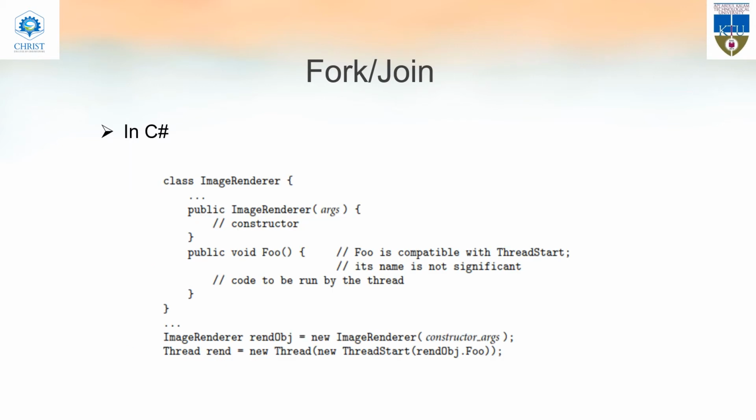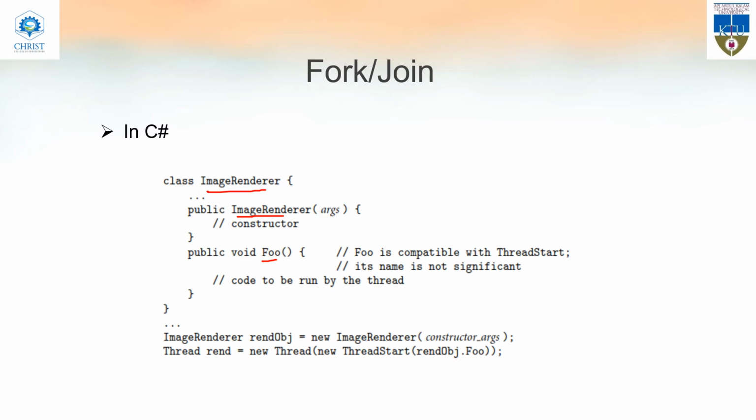Okay, and in C sharp, this is a constructor, right? This is a class, ImageRender, so the constructor will have the same name. That means this is a constructor ImageRender, same of same. Inside this class, this is a constructor here, and this is a function which needs to be executed as a thread, which is inside the class.